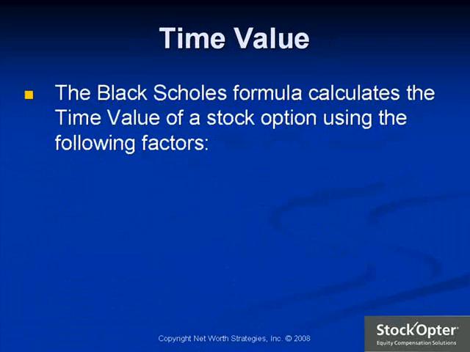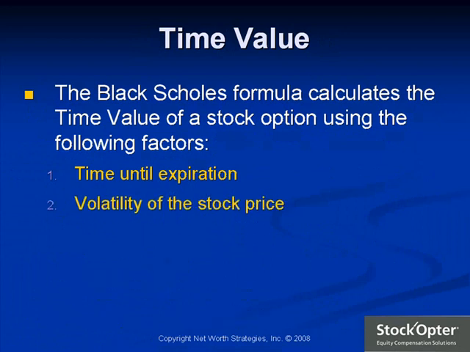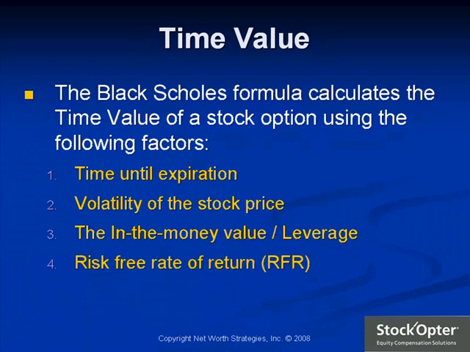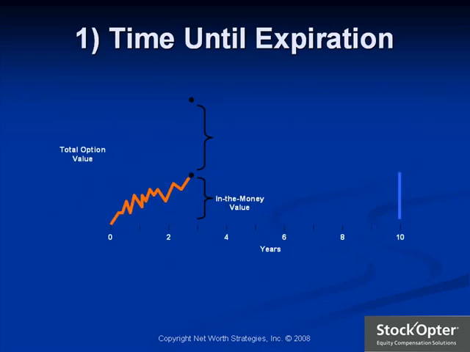These are the factors which are involved in the calculation of time value with Black Scholes: time until expiration, volatility of the stock price, the in the money value or leverage, risk-free rate of return, and the per share dividend. Now let's review each of these factors to see how and why they affect the future value of a stock option. The first Black Scholes factor affecting time value is the time until expiration.